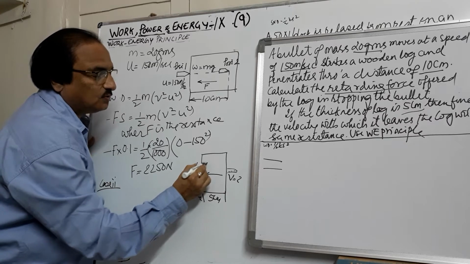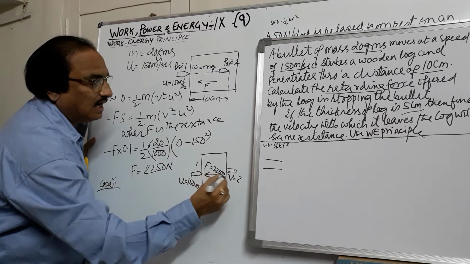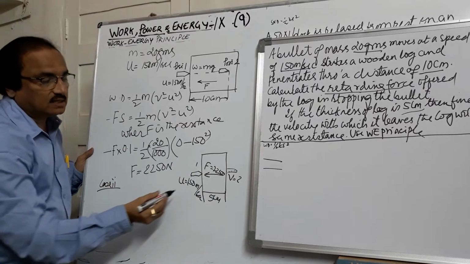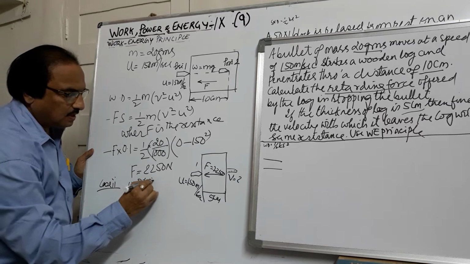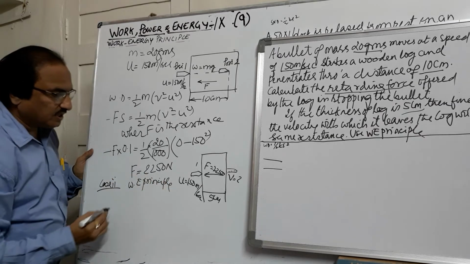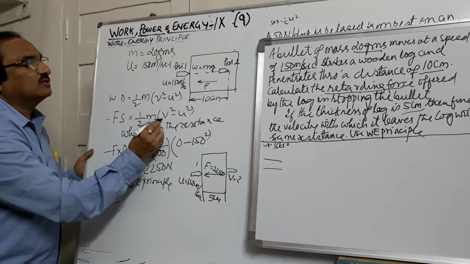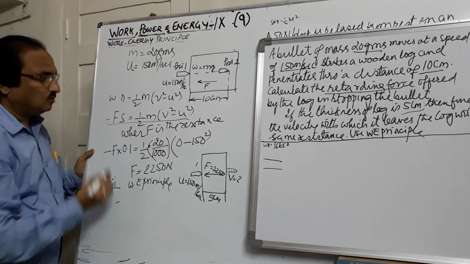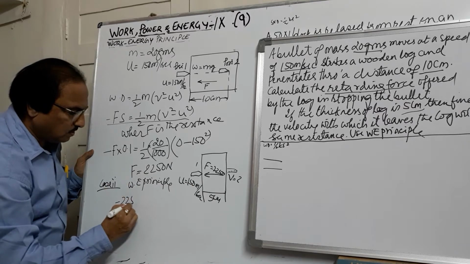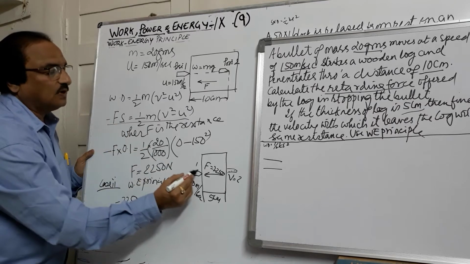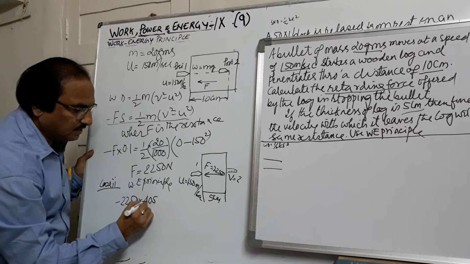The resistance force F is the same which you already calculated, 2250, and this resistance will be in the opposite direction. Again applying the work energy principle, you see that work done is equal to minus F into S, half of M V square minus U square. Same formula we are going to use here. Minus F, you know the value of F now is 2250, into the distance for which it is traveling, 5 centimeters. So it will be 0.05. Be careful, it is in meters.